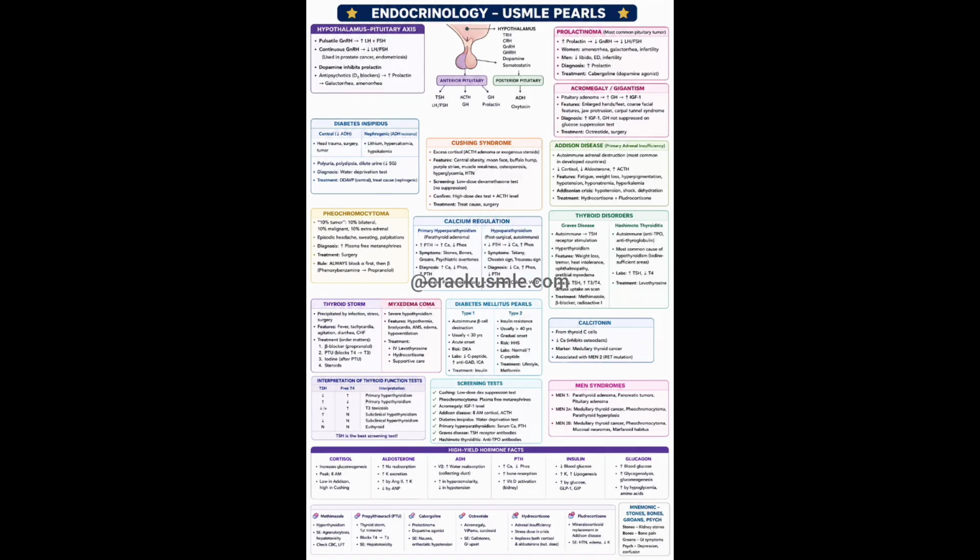Patients typically have enlarged hands and feet, coarse facial features, a protruding jaw, and even carpal tunnel syndrome. Diagnosis involves checking IGF-1 levels, and you confirm by seeing if GH is not suppressed during a glucose test. Treatment often involves surgery or medications like octreotide.